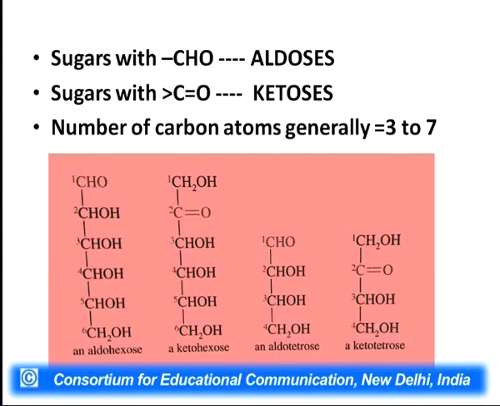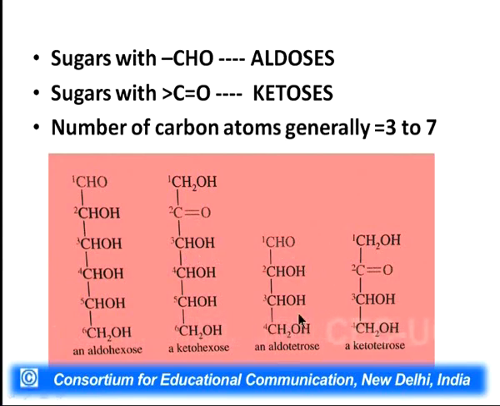So now if we have an aldehyde functional group, and along with that we have 6 carbons, as I can see in this structure, then I would call this molecule an aldohexose. We will take the specific names on the basis of structures shortly after this. And then if we have a C=O, that is a ketonic functional group, then it is known as a ketohexose.